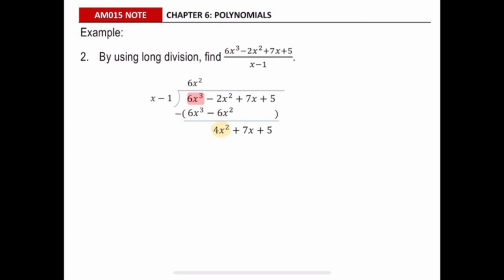Divide 4x squared by x, we get positive 4x. And then multiply 4x with the divisor, we get 4x squared minus 4x. Then subtract 4x squared minus 4x from 4x squared plus 7x plus 5. And we get 11x plus 5. 11x can still be divided by x, which equals 11. So now multiply 11 with x minus 1, we get 11x minus 11. After that, subtract and we get the remainder 16.